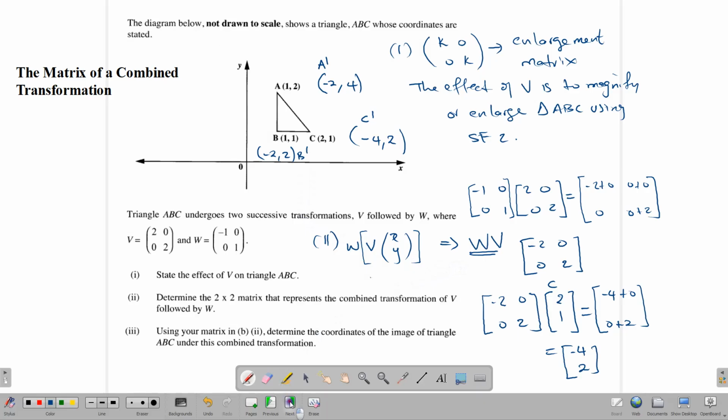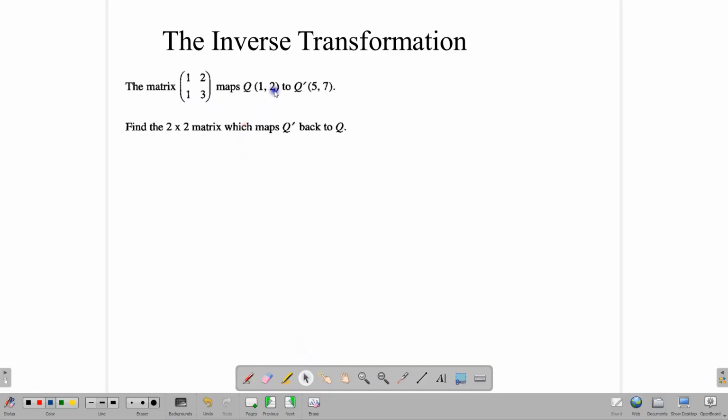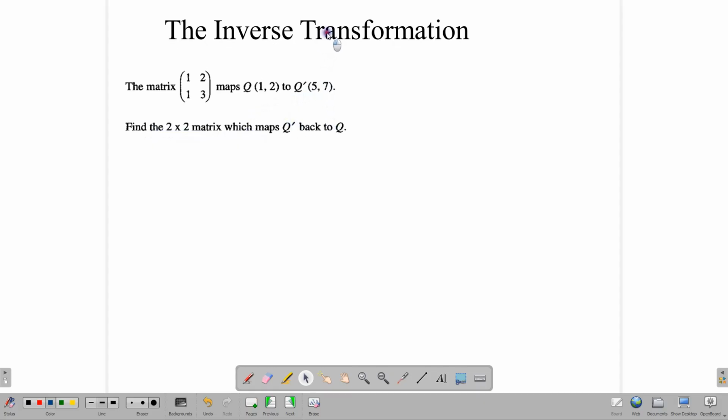Final question. Here, the matrix 1, 2, 1, 3 maps the point Q, which is 1, 2, to Q prime 5, 7. We are supposed to find the 2 by 2 matrix which maps Q prime back to Q. And this is what we call the inverse transformation. We want to find the matrix that will switch this point back to this one.